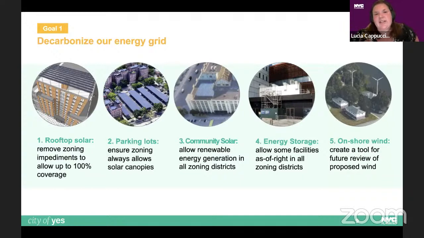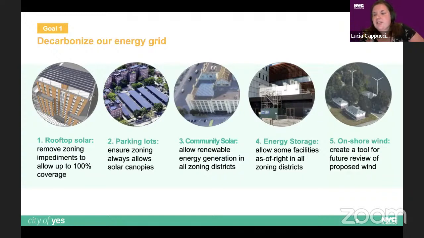Third, if you want to generate clean energy for utility for people elsewhere in your neighborhood through the community solar program, zoning considers that a commercial use. But we need to recognize there are large residential campuses, hospitals, schools, and colleges and residential districts where community solar would be a great fit. So we would need to update zoning to allow for this.